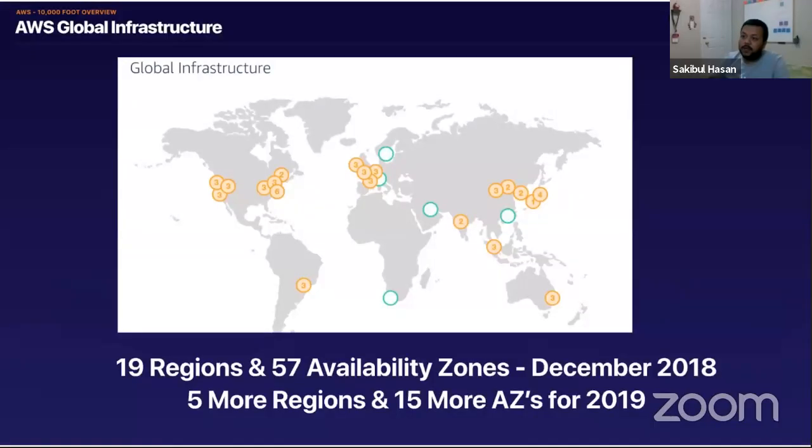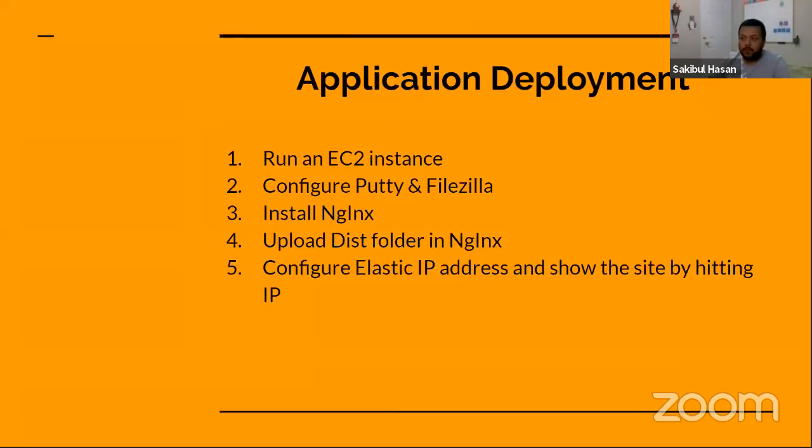So this is the picture of the AWS locations right now. We can see that in 2018 AWS had 19 regions and 57 availability zones. In 2019 they added 5 more regions and 15 more availability zones. Cool. So now what we're gonna do today.